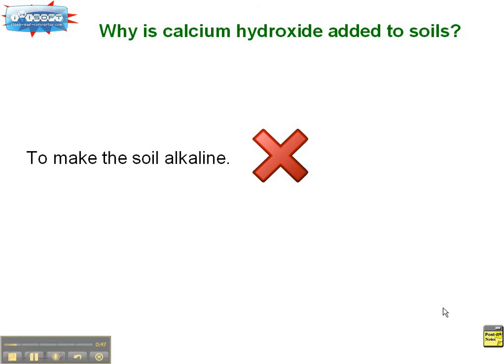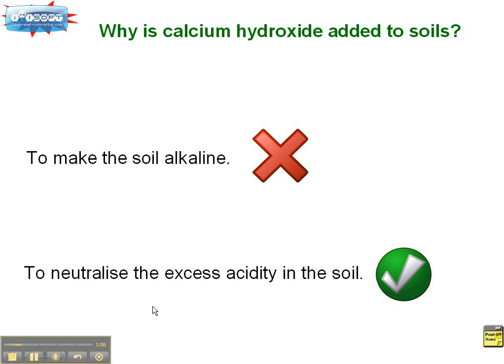Why is calcium hydroxide added to soils? Again, this is the most popular answer: to make the soil alkaline, because calcium hydroxide is alkaline. Wrong. You do not make the soil alkaline. Who in the world would want to make the soil alkaline? Because crops cannot grow on it. So instead of saying that, you have to say to neutralize the excess acidity in the soil. Alright? Do not say to make the soil alkaline. Instead, to neutralize the excess acidity.